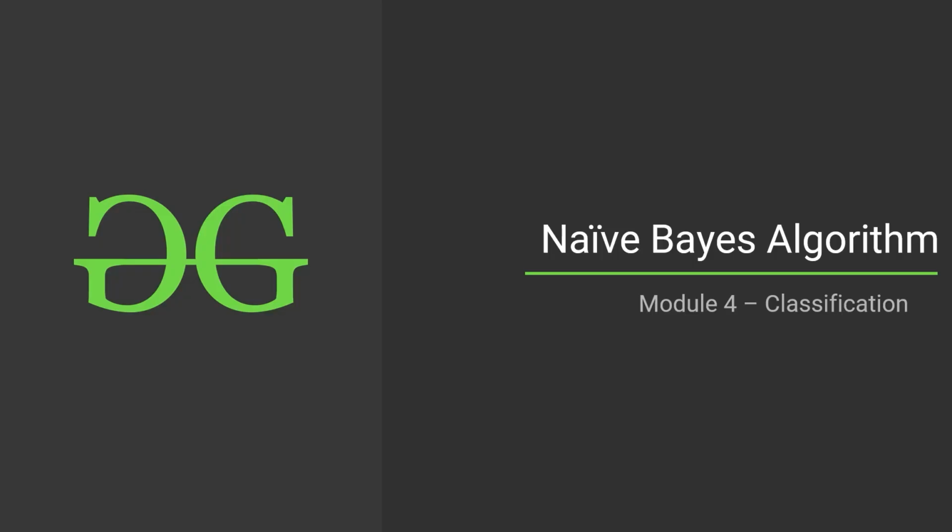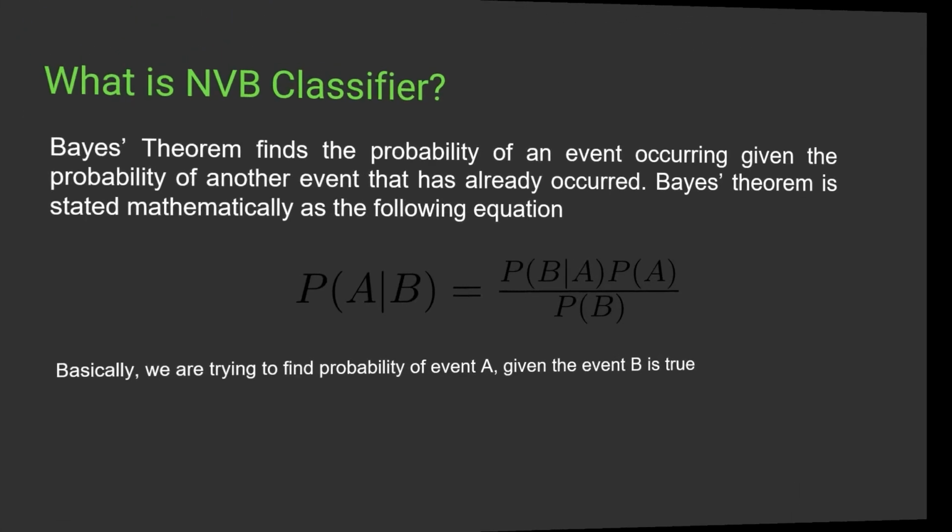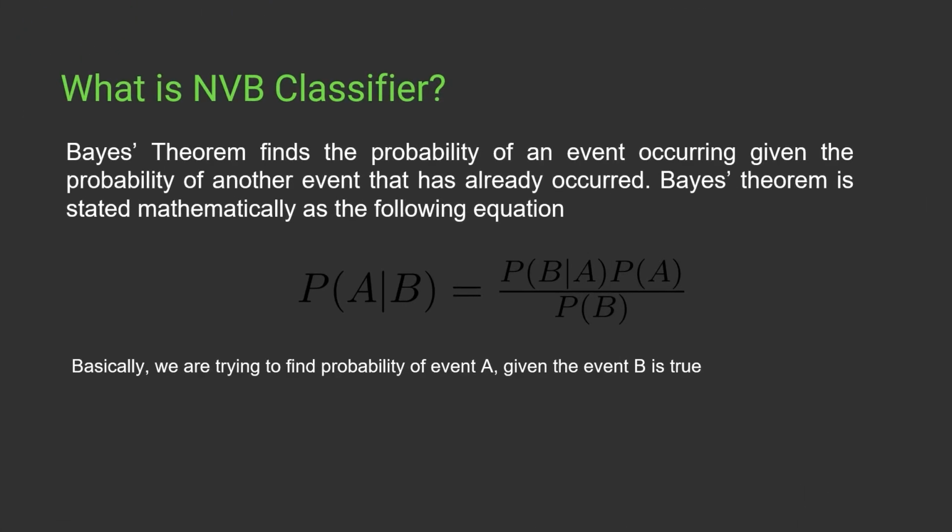Welcome to module number 4, that is the classification module, and in this lecture we are discussing the Naïve Bayes algorithm. We'll understand how the Naïve Bayes algorithm works, and we'll understand all the maths behind it. So what exactly is a Naïve Bayes classifier? It basically follows the Bayes theorem and calculates the probability of an event occurring given the probability of another event that has already occurred. That is, we have to predict the probability of event A given that the event B has already occurred.